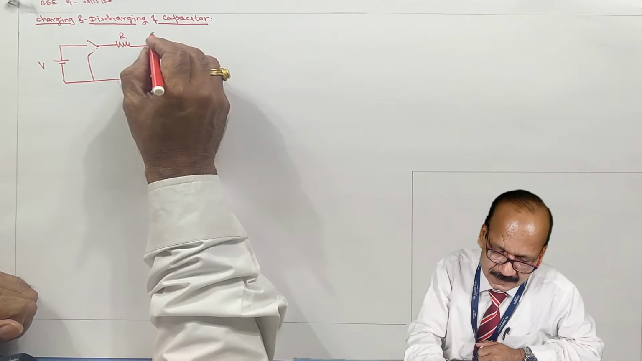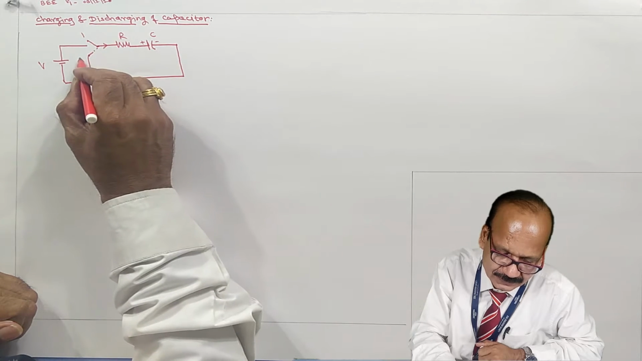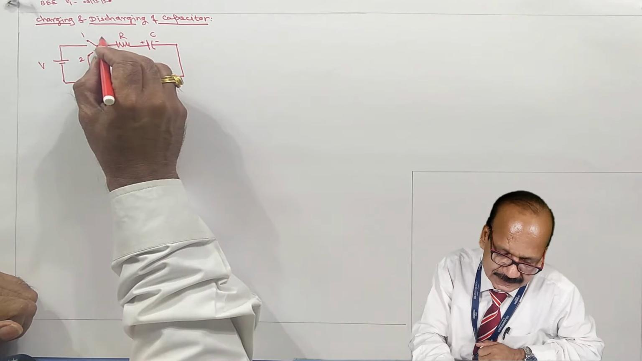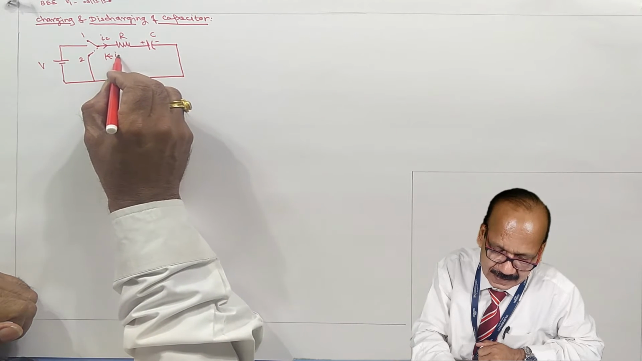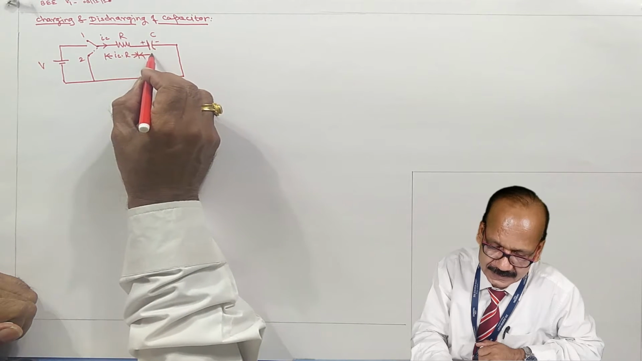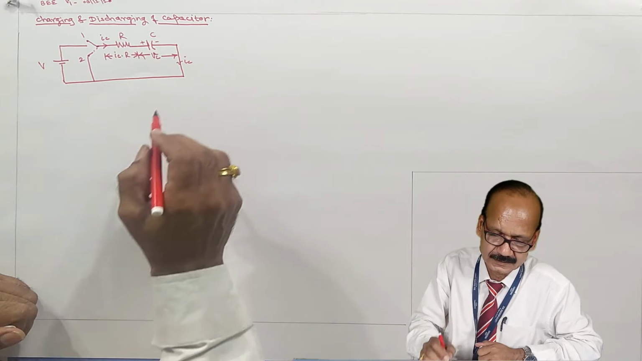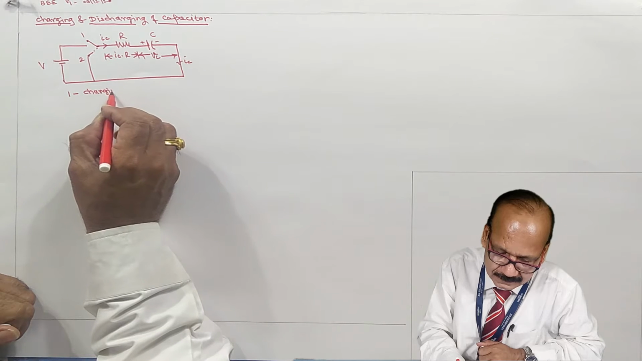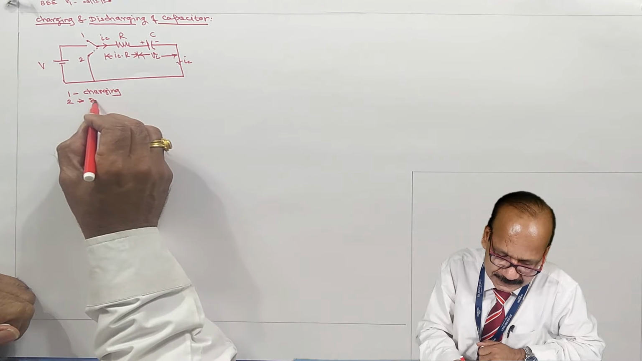This is our capacitor, plus minus. This is where switch 1 is closed. Position 1 is for charging, 2 is for discharging. During charging, this is IC, the charging current. Then the voltage drop across the resistance is IC R, and the voltage across the capacitor is small vc.